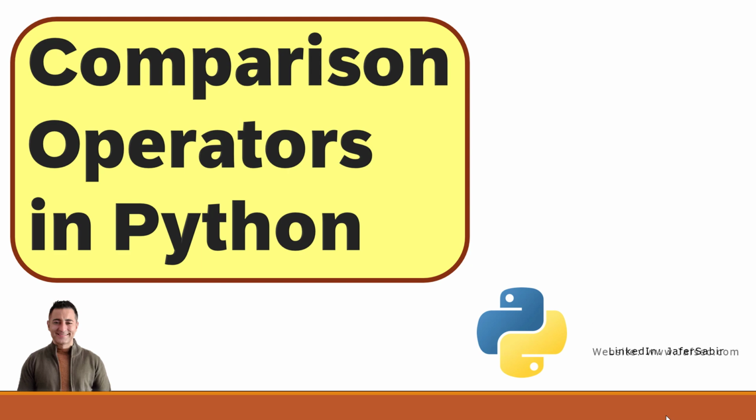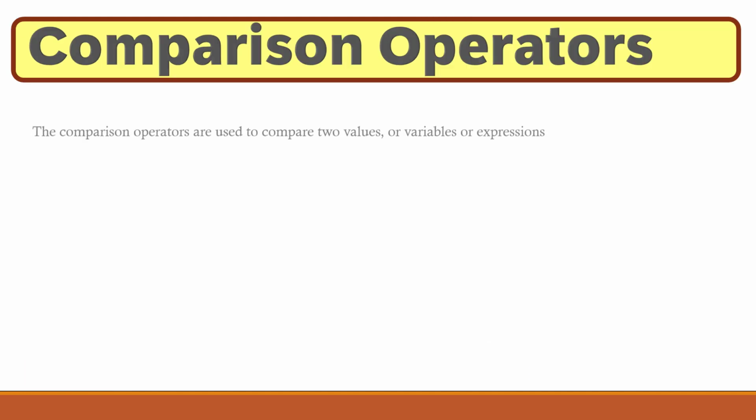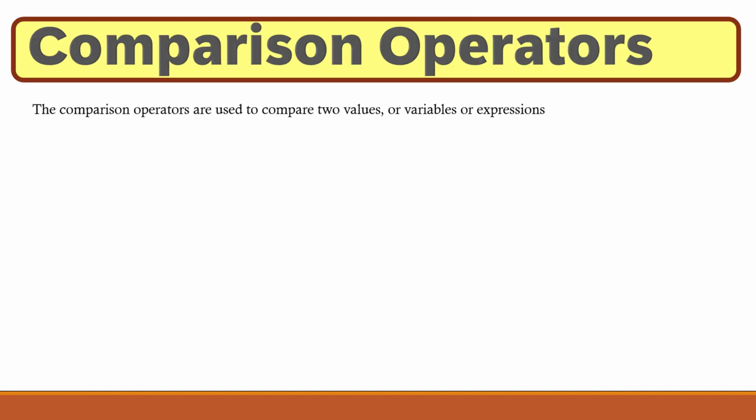In this video, we are going to have a look at comparison operators in Python. Comparison operators are used to compare two values or variables or expressions. They evaluate conditions and return a Boolean result of true or false, which is important for flow control in programs.